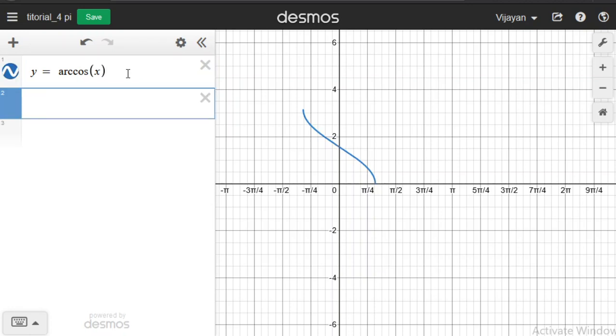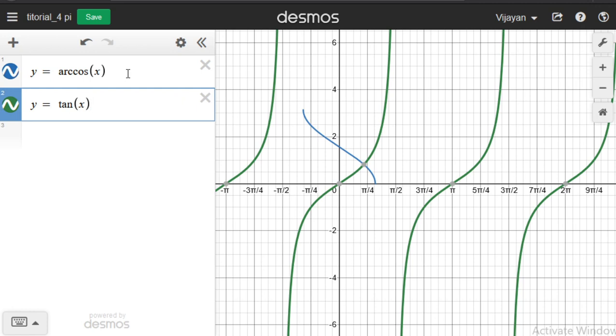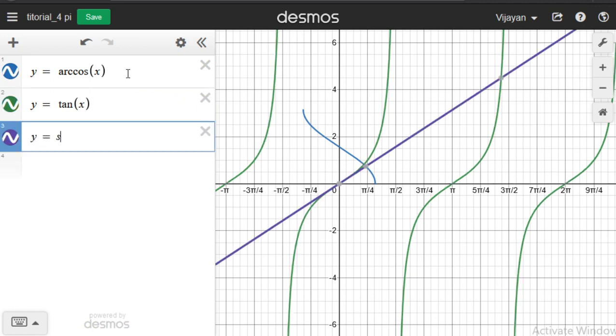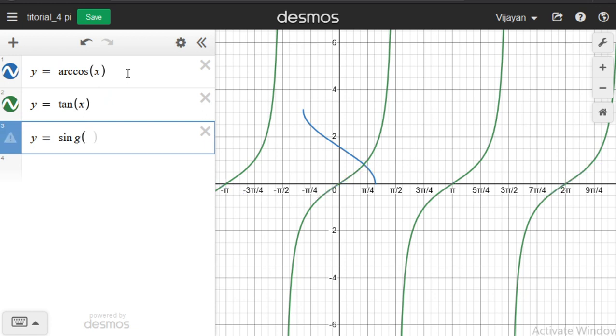Then suppose I want to plot y is equal to tan of x, then this is that plot. Suppose I want to plot y is equal to sinh of x, and this is that y is equal to sinh. Sorry, I had written sin g, it is sinh of x.